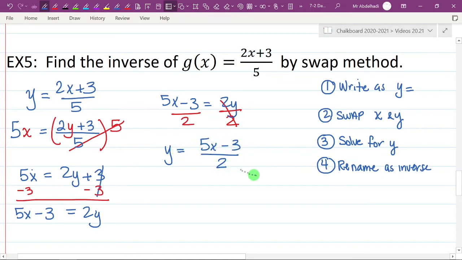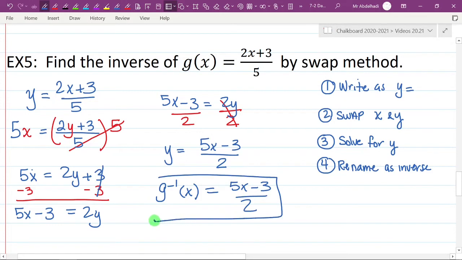Now here's the thing. You need to rename this with the proper name. Y is completely wrong. First of all, we made it up. We only temporarily called this y. So to name this correctly and get your full credit, you look at the original function. The original function was called g of x. So its inverse will be called g inverse of x. And then you have this part here, 5x minus 3 over 2. And that's your answer.